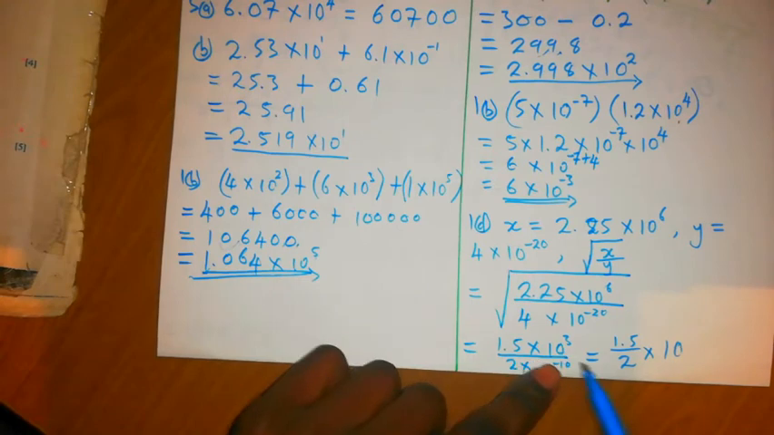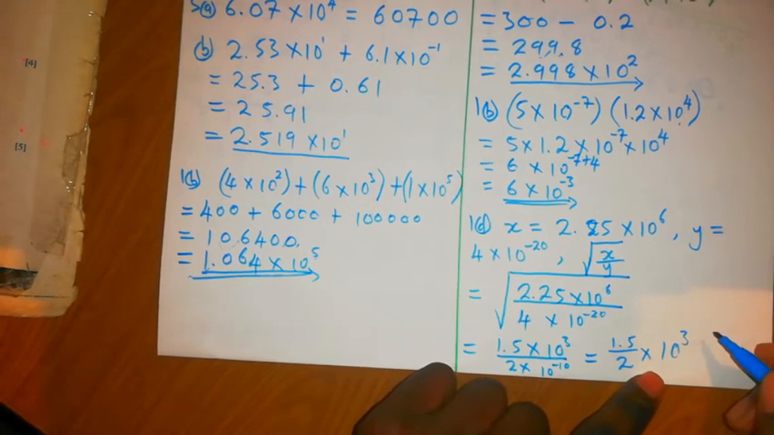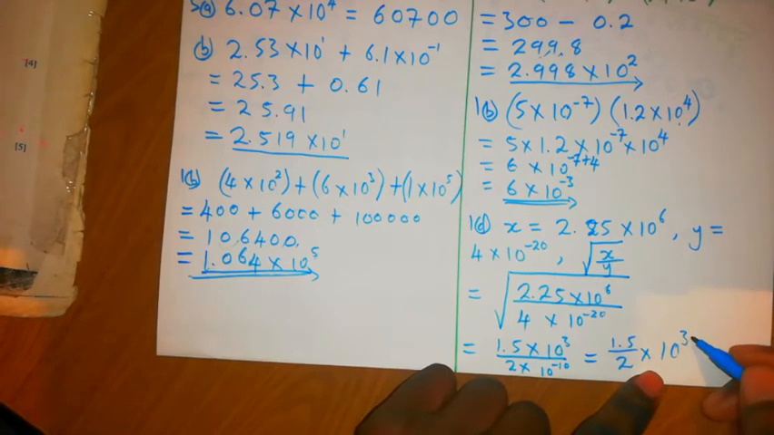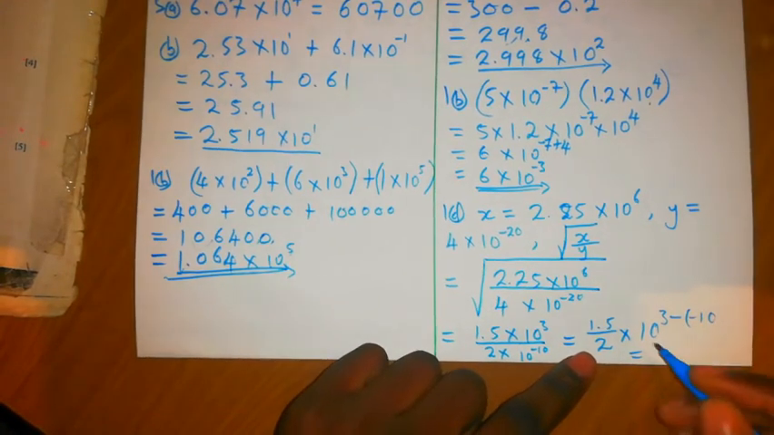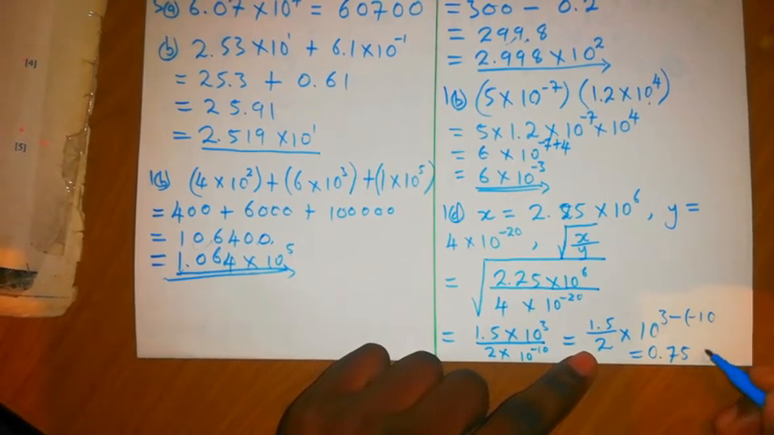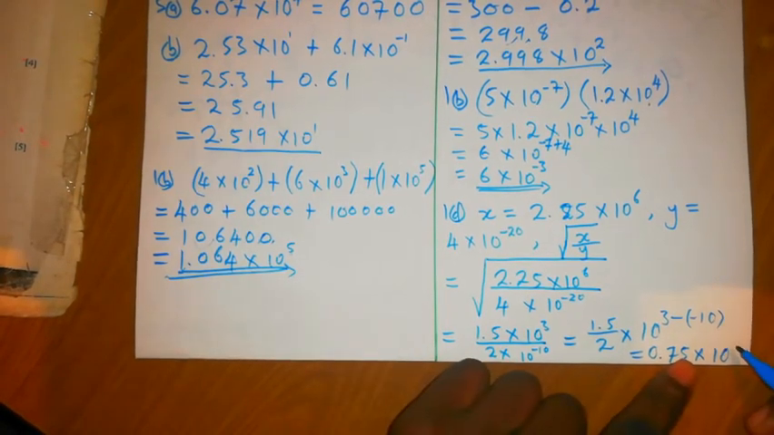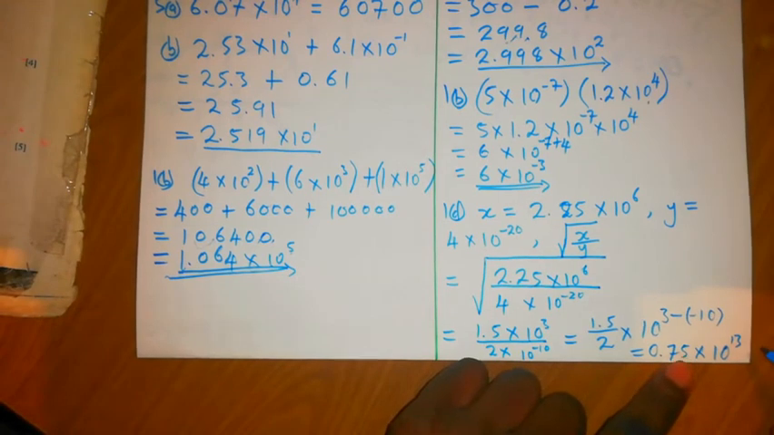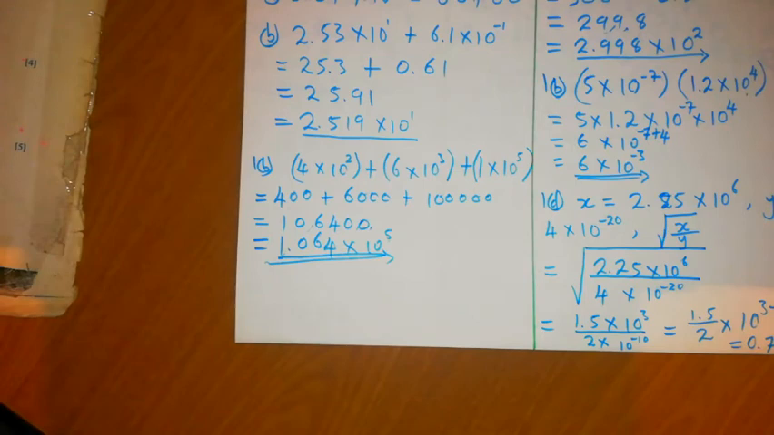I'm going to begin with my 3. Then according to laws of indices, if we are dividing, we subtract. So it's 3 minus bracket minus 10. I'm going to have 0.75 times 10 to the power 3 minus negative 10, that's 13 there.